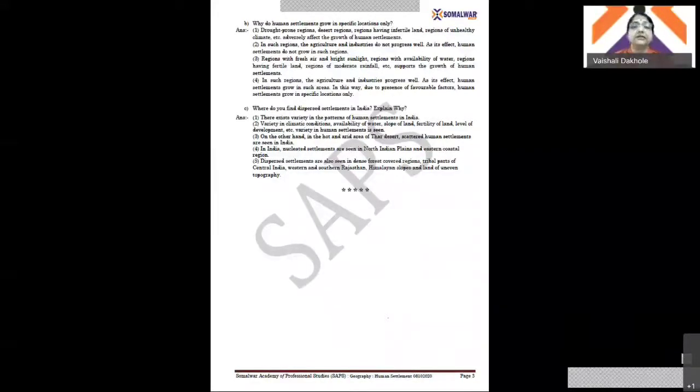Sparse density of settlements is found in India in regions like the Himalayan regions or the desert region. The Himalayan region means Jammu Kashmir, Uttaranchal, Himachal Pradesh, and in the eastern Himalayas Arunachal Pradesh, the Sikkim Himalayas, and the Purvanchal region. In this part of India we find sparse settlements. See the answer given there.